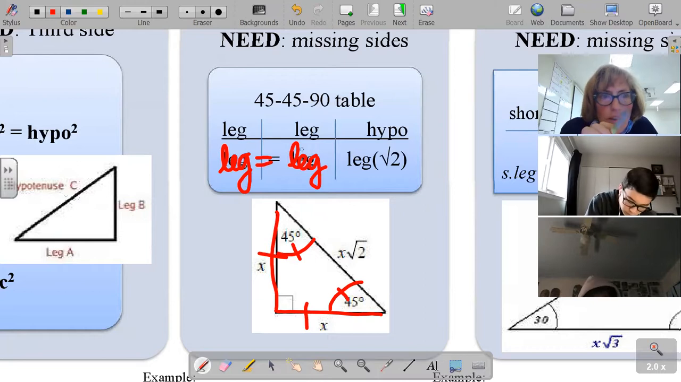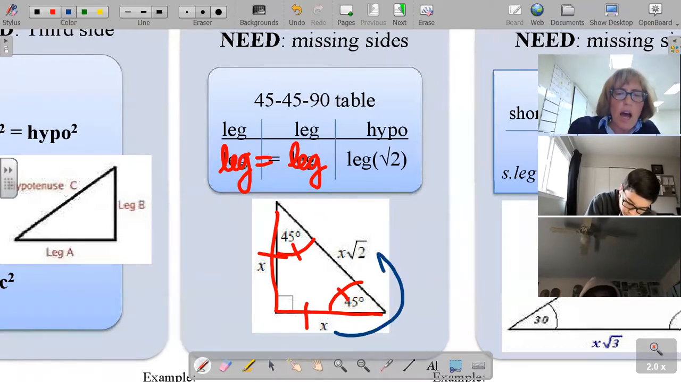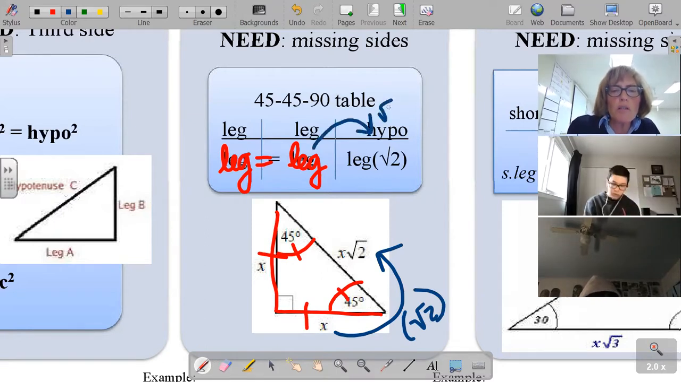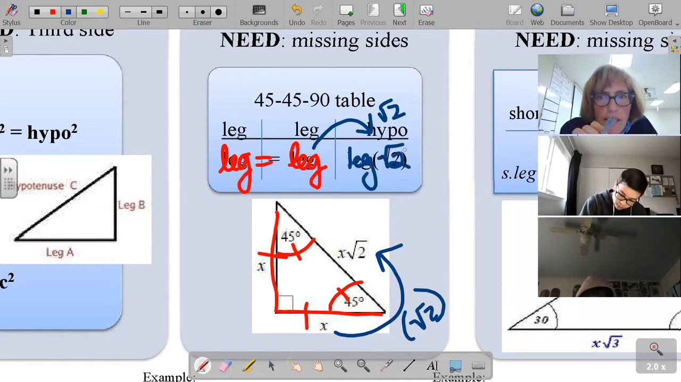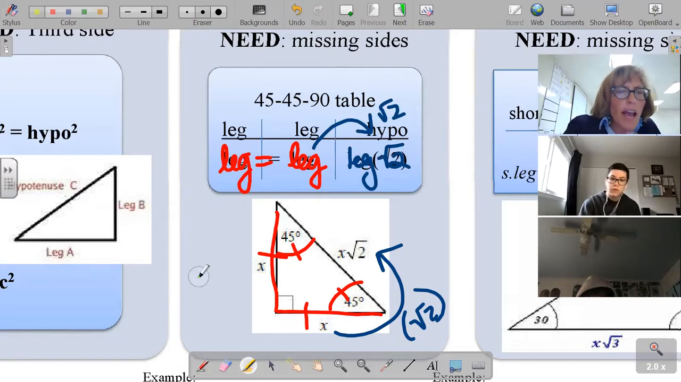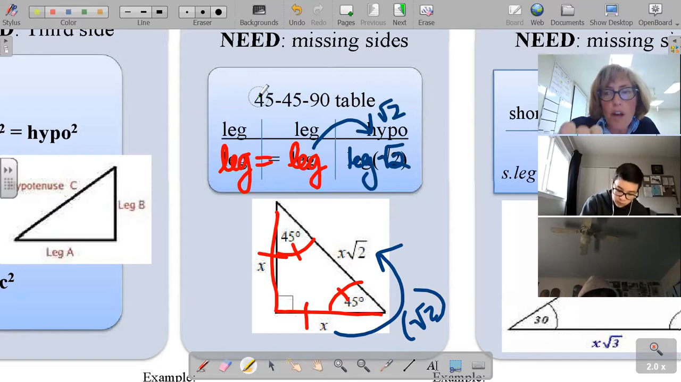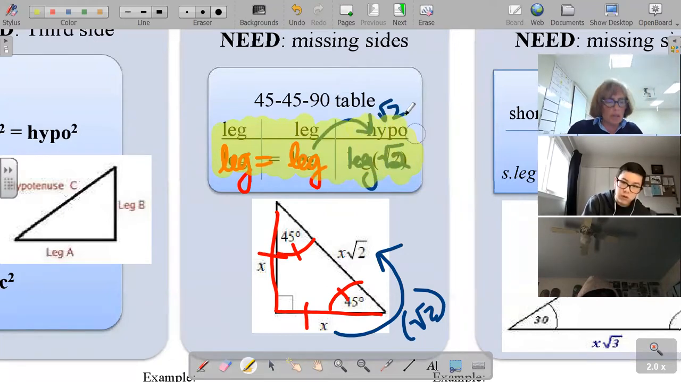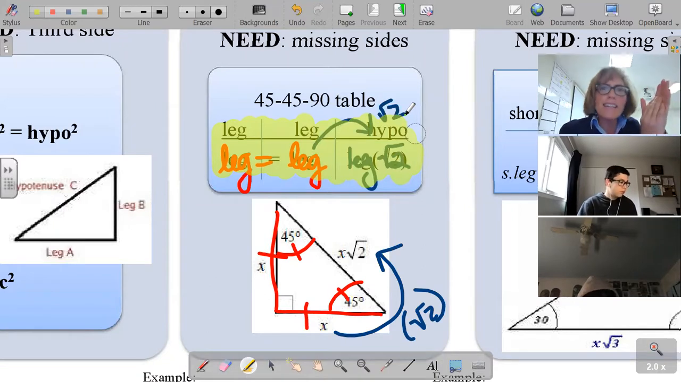In a 45, 45, 90, the hypotenuse is whatever a leg is, notice the direction of the arrow going towards the hypotenuse, times √2. So the hypotenuse is whatever the leg is times √2. On today's handout, on top of page 3, I asked you for the 45, 45, 90 table. This is what I want you to copy. It goes like so: 45, 45, 90, leg, leg, leg √2.